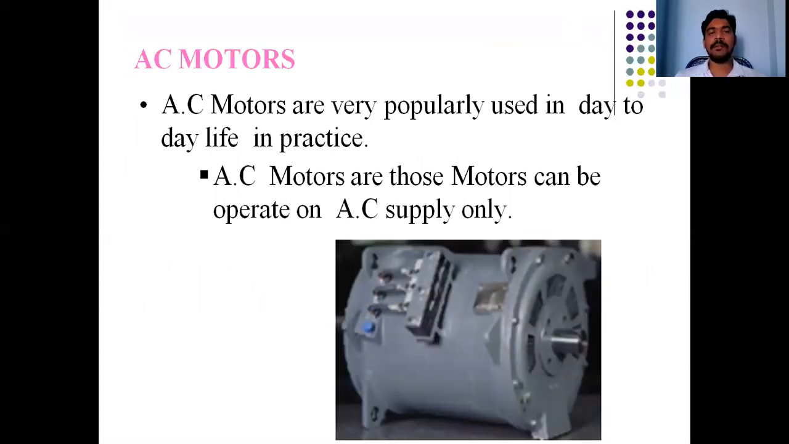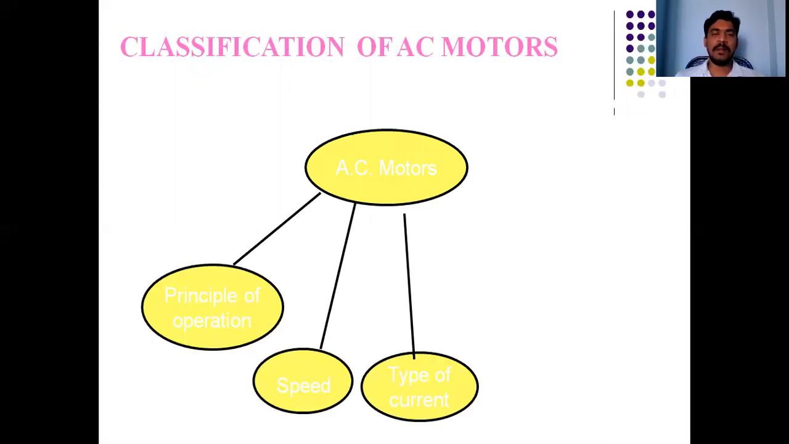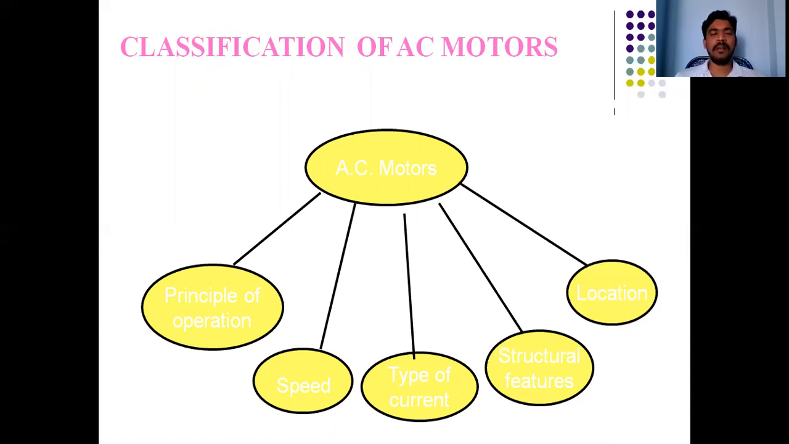Okay. Coming to AC motors, they are very popularly used in day-to-day life, especially the induction motor. The induction motor is also called the workhorse of industry. In almost every industry, we use induction motors, AC motors. Depending upon the supply, we can use single phase or three phase motors. Coming to the classification of AC motors, based on principle of operation we can classify them as synchronous and asynchronous; then based on the speed, type of current, structural features, and location. Based on these five factors, we can classify AC motors.